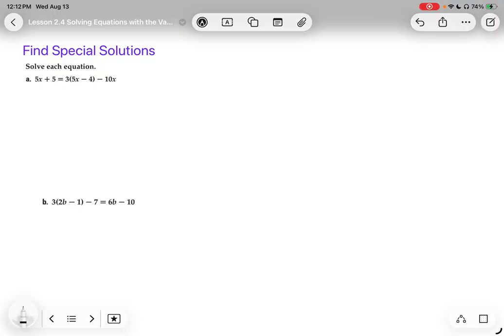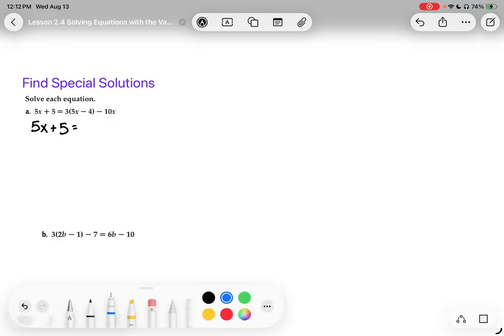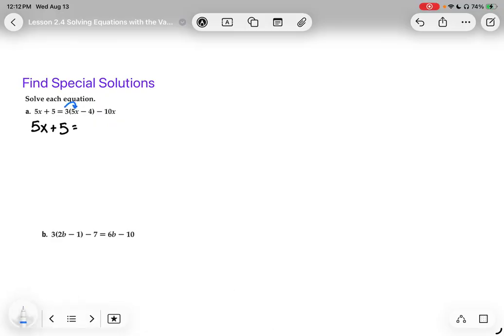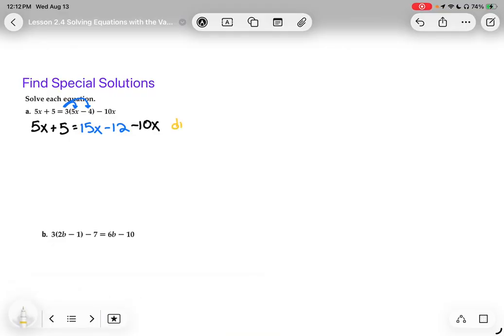The first equation, 5x plus 5 equals 3 times the quantity 5x minus 4 minus 10x, has variables on both sides of the equation. The left side seems okay; 5x plus 5 doesn't have anything unusual going on. The right side does have our variable trapped inside these parentheses, so let's do the distributive property. 3 times 5x is 15x, and 3 times negative 4 is negative 12, and then we'll tack that minus 10x onto the end.